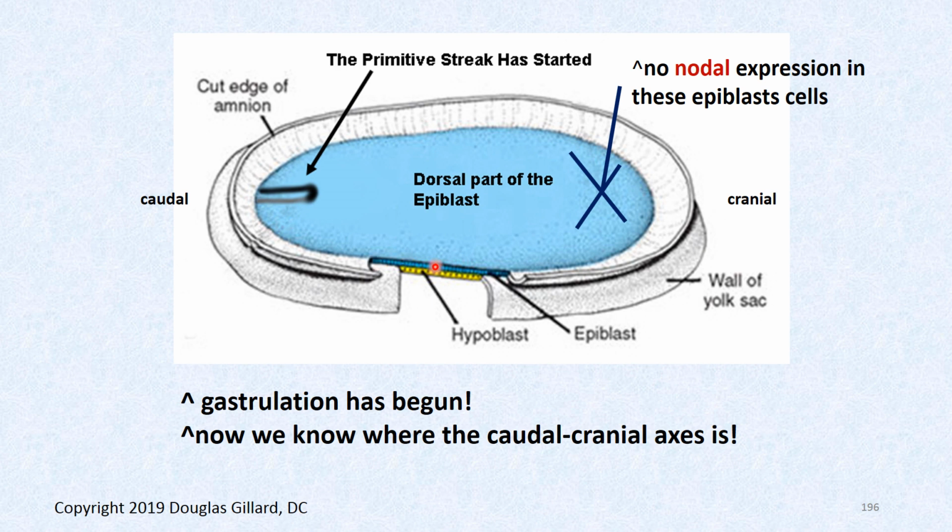So again, here's our picture. The amniotic cavity has been cut away. The amnion's been cut here. So this is the dorsal part of the bilaminar disc. We can see the streak starting, so we know this is caudal. This will be the head region up here, and no nodal secretion here because all those anti-nodal gene products have been secreted to shut all these cells off. Everybody good?